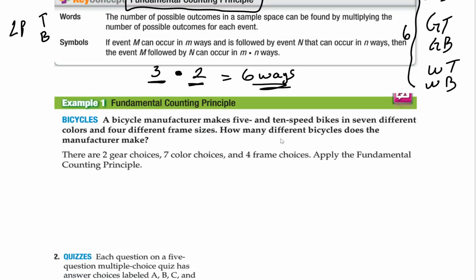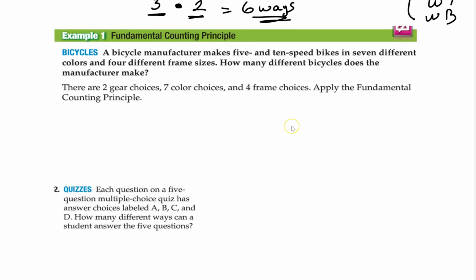So let's do an example here. A bike manufacturer makes 5 and 10-speed bikes in 7 different colors and 4 different frame sizes. So I could choose between 2 speeds, 7 colors, and 4 frames. How many different bicycles does the manufacturer make?